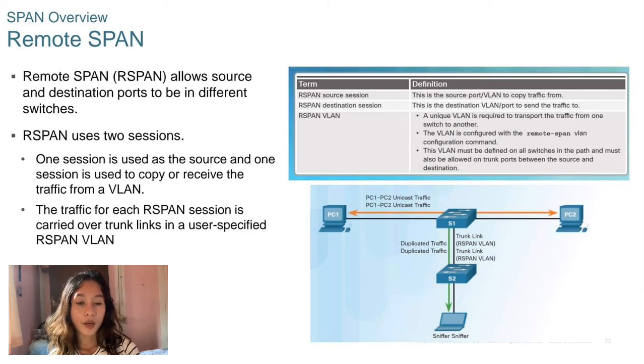And the terms of the remote SPAN are: RSPAN source session, this is the source port or VLAN to copy traffic from. RSPAN destination session, this is the destination port to send the traffic to. And then the RSPAN VLAN: a unique VLAN is required to transport the traffic from one switch to another. The VLAN is configured with the remote-span VLAN configuration command, and this VLAN must be defined on all switches in the path and must also be allowed on trunk ports between the source and the destination.